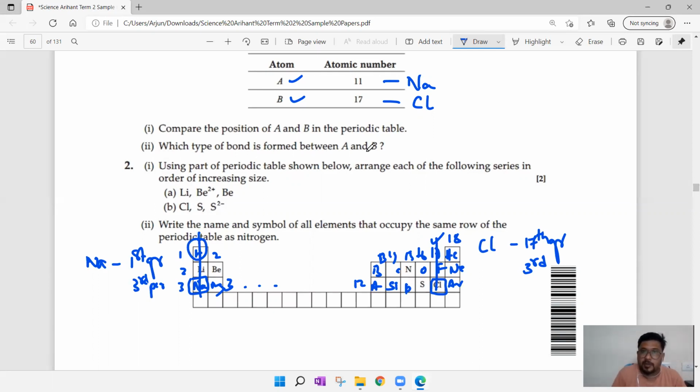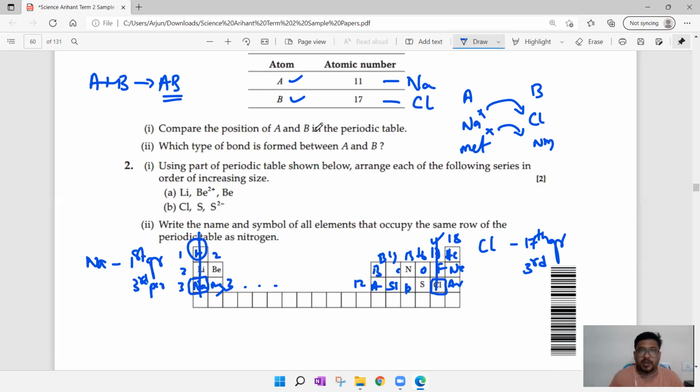Which type of bond is formed between A and B? If you observe, A, which is sodium, is metal, and B, which is chlorine, is non-metal. Always metal will be losing electron, and that electron will be transferred to chlorine. So sodium's one electron will be transferred to chlorine. So transfer of electrons is nothing but ionic bond. So the answer is ionic bond you have to write for the second one. Such that A plus B gives rise to AB. If you want, you can write this also, but ionic bond is the heart of the answer. Like that you are going to get 1 and 1.